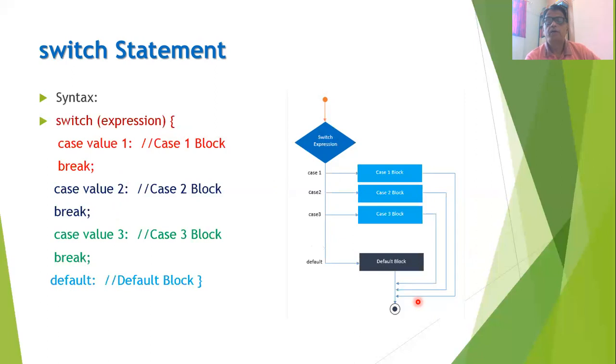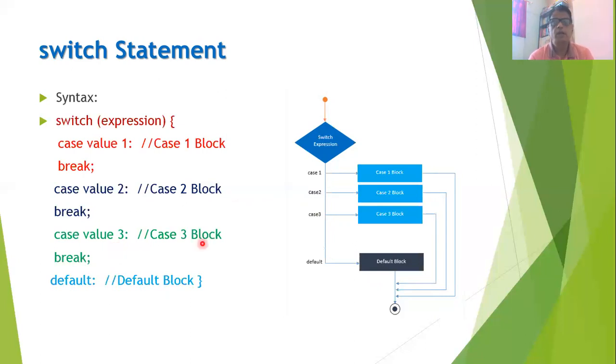If value 1 does not match, then the value of the expression will be compared with value 2. And if value 2 matches, then the case 2 block of statements will be executed, and the control will be transferred to the next statement within the program. If it doesn't match, then another value will be tried, that is, value 3. In this way, if there are n number of values, then the value returned by the expression will be matched with all such values, and accordingly the corresponding case block statements will be executed.